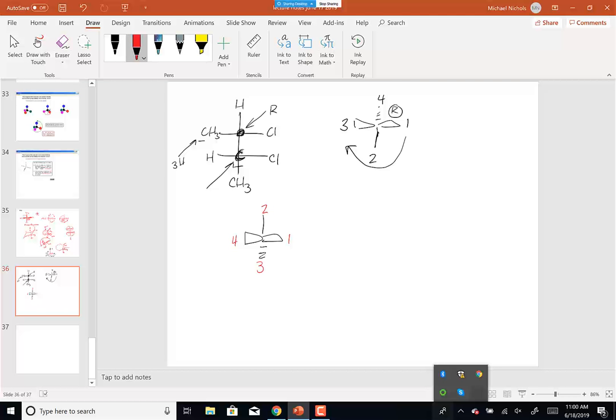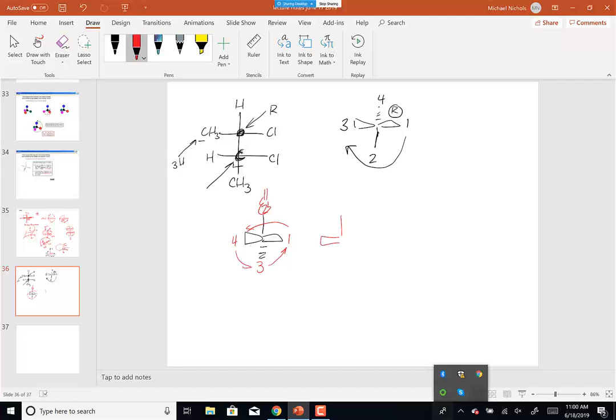Okay. So you could group switch this if you'd like. Switch four and three, one and two. If I want to rotate, how am I going to rotate this? I'm going to grab number two, and I'm going to rotate four down, three up, and one across.